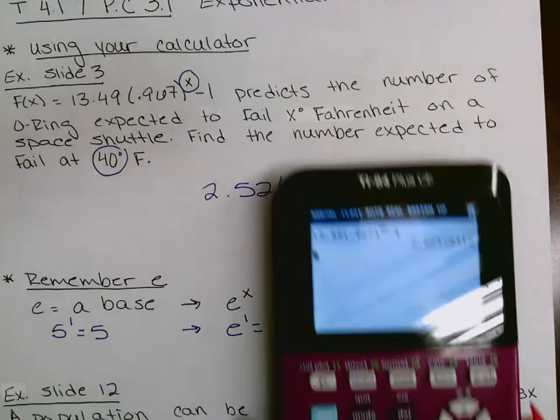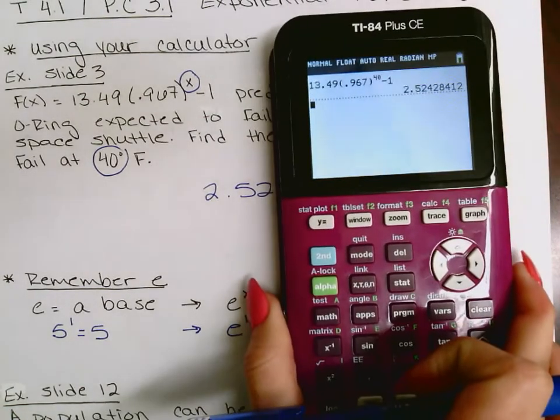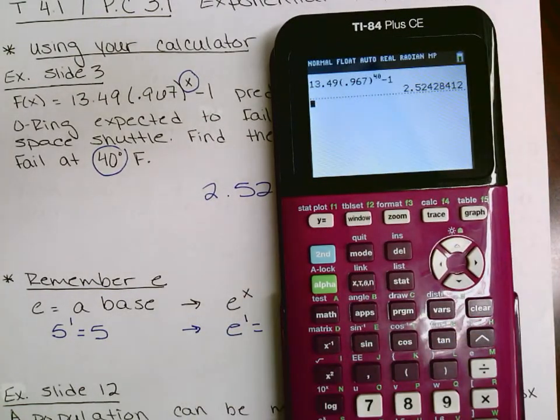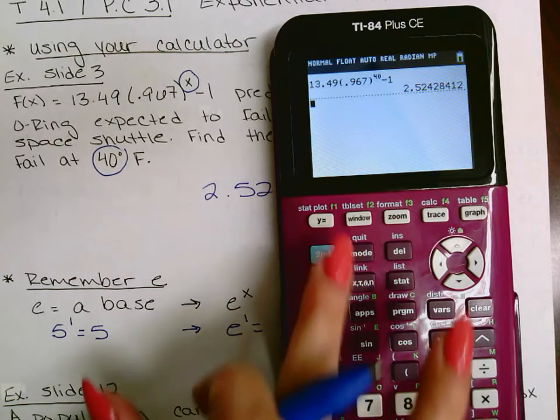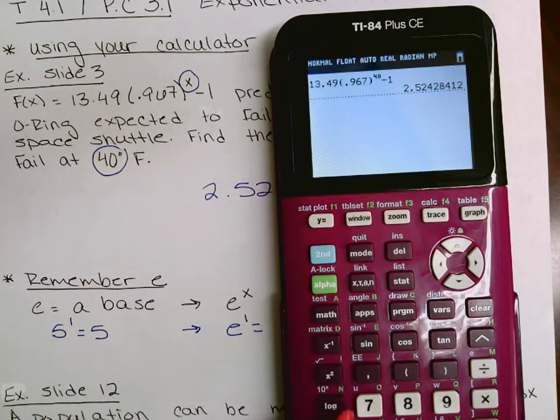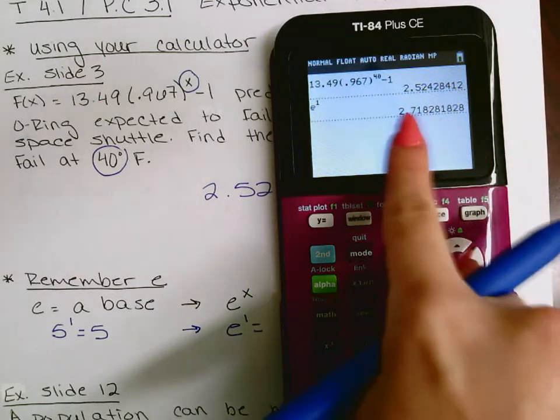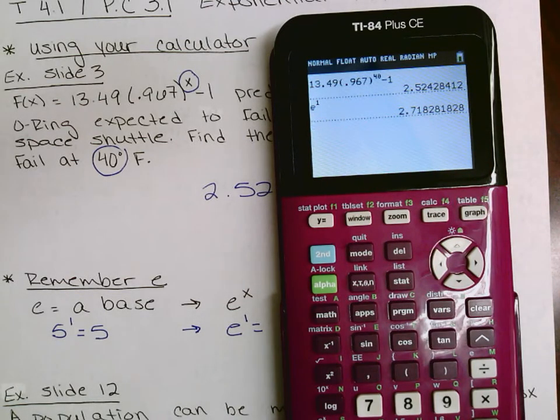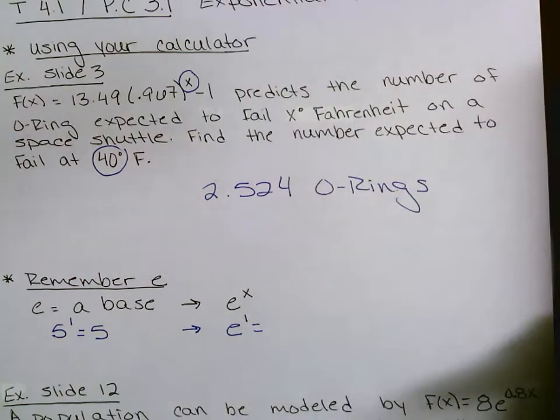So your e button is on the ln button, which is next to the number 4. So you press second, ln, it puts the e. It already gave you the little box in the exponent, and just put the number 1. And there you have your value for e. So e is kind of like pi, where it's a symbol that stands for a number. Okay? So we'll put 2.718.